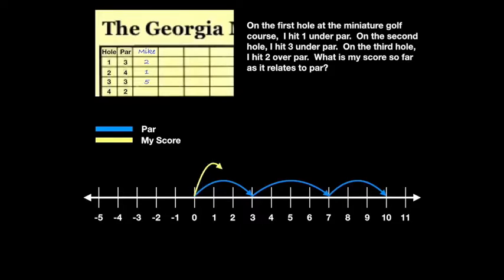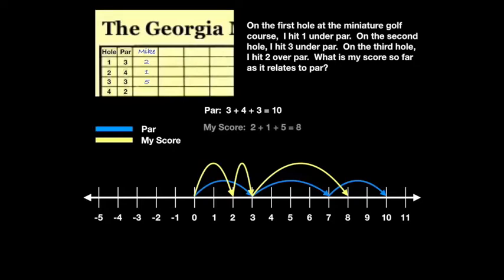But I hit less than par on the first 2, and then more than par on the last, which got me to a score of 8. The par score, 3 plus 4 plus 3 equals 10, and my score, 2 plus 1 plus 5 equals 8. So my score is 2 less than par, or 2 under par, or -2.